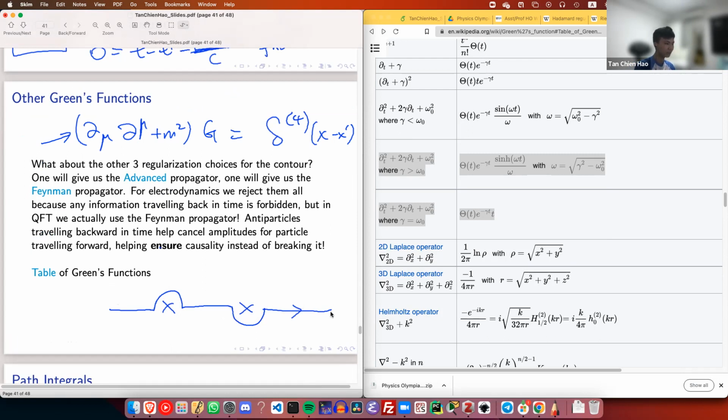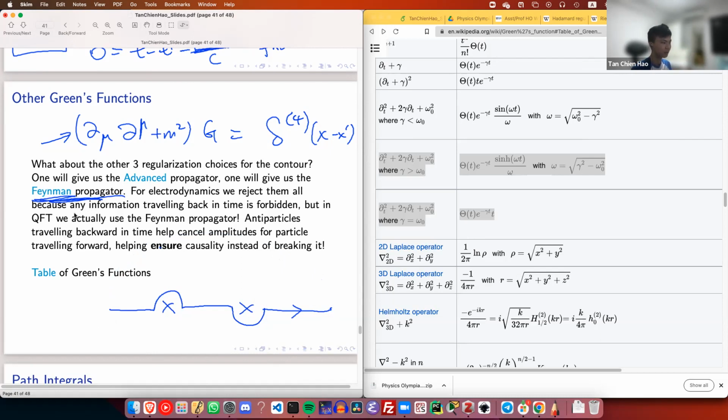What it amounts to is that if T is less than T prime, remember we closed it on top, then we actually have just one pole. And if T is greater than T prime, then we close it below, then we have another pole. So what that means is that the Feynman propagator basically tells you that if I have a source term, it affects both the past and the future. And this seems crazy. So that's why I reject it for electrodynamics, because we know that in electrodynamics, it only affects forward in time.